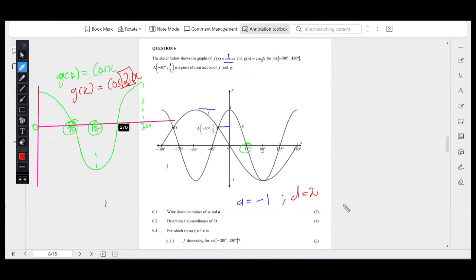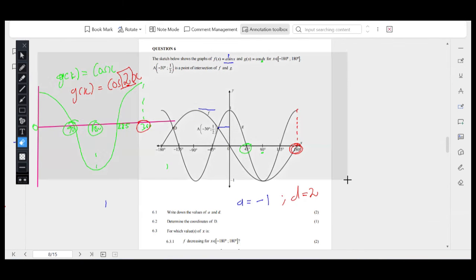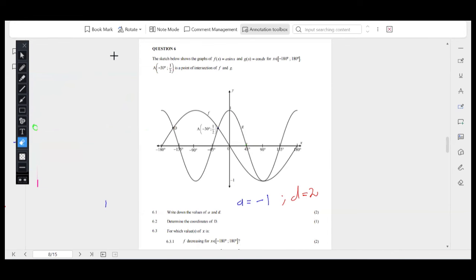So you see, I get all of these answers from knowing the original sine and cos graphs. Then that's how you can determine what has been done. Then, determine the coordinates of d.